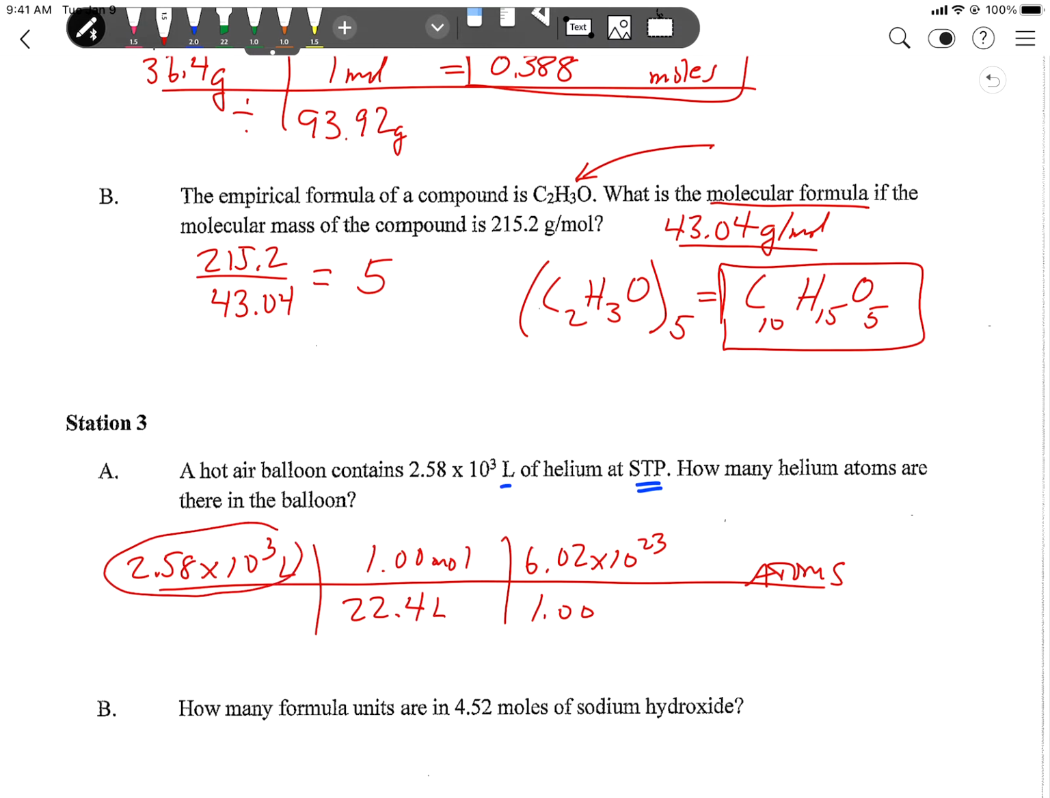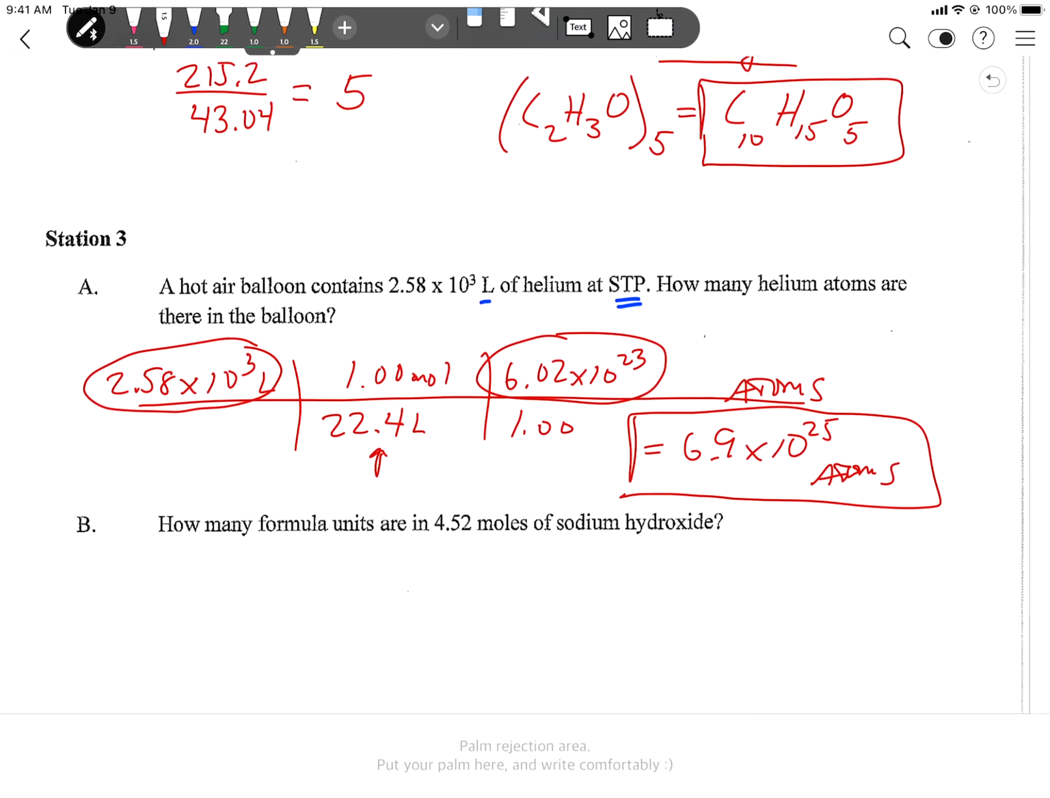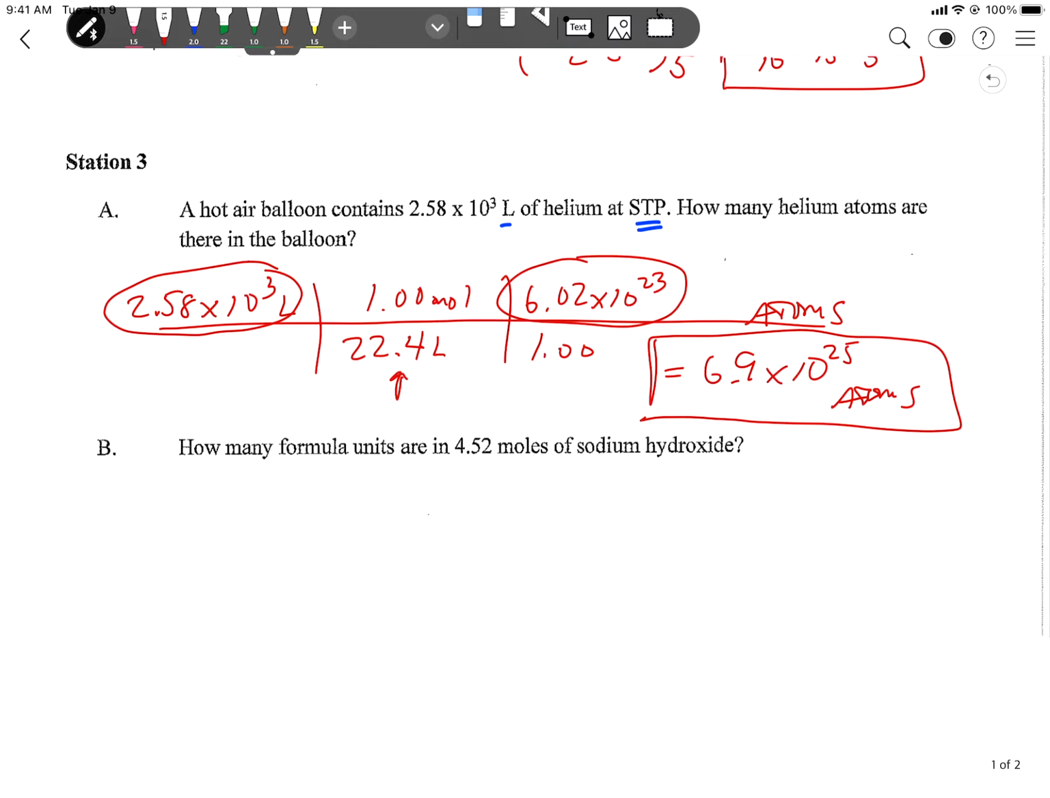Multiply the two top numbers together, divide by the bottom number, so like this: 2.58 EE3 times 6.02 EE23 equals, and then divide by 22.4, and we get 6.9 times 10 to the 25th atoms. Okay, box our answer. Make sure that you cross off units as you go along. I just haven't been doing that, but you really should do that.